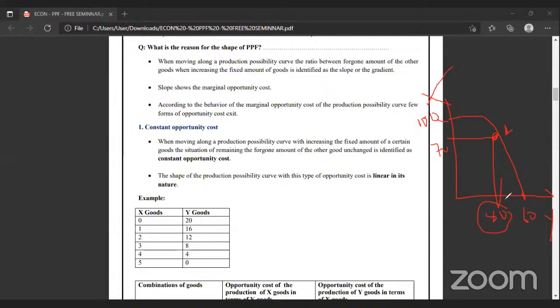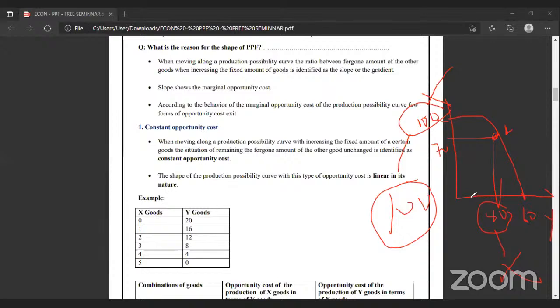Now I asked 2 questions. If this economy is not going to produce this 40, that means they decided not to produce these Y goods, then how many X goods will they produce? Those who answered, don't answer. Others answer. If they decided not to produce the 40 Y goods, how many exactly? They can produce 100. They will utilize all the resources and produce 100 X good.